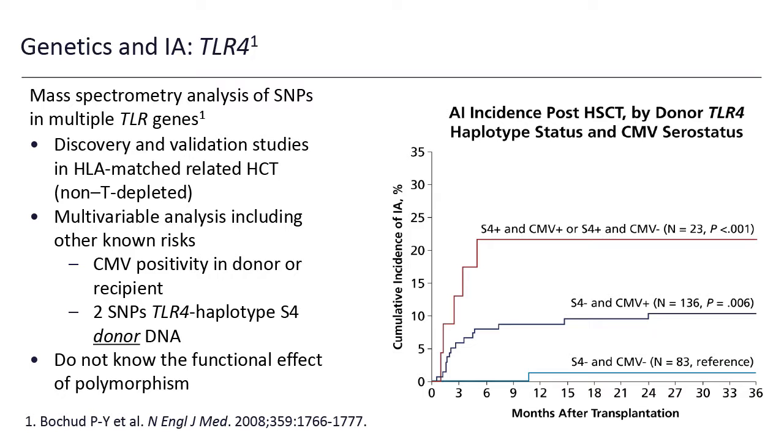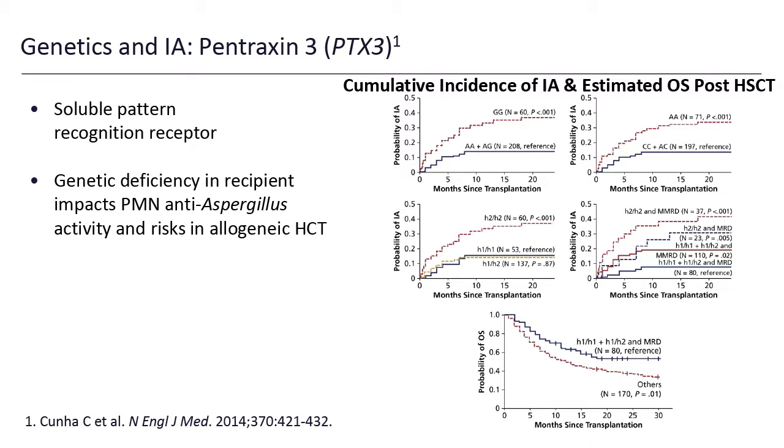This is a study that was done in 2008 by Pierre-Yves Bouchud that's analyzed by mass spec using that same Aspergillosis database. That's the polymorphism in toll-like receptor 4, especially combined with CMV positivity in the donor, was very much associated with risks for invasive aspergillosis. Importantly, we don't really understand the functional effect of that polymorphism.